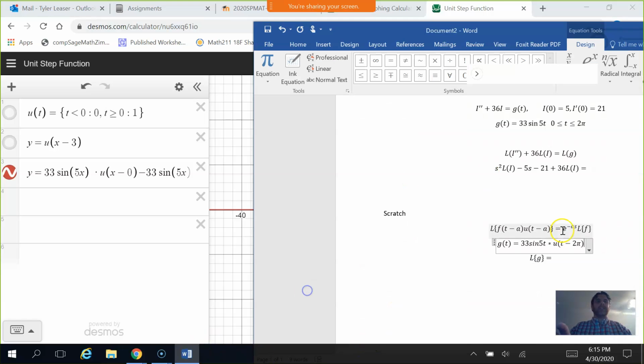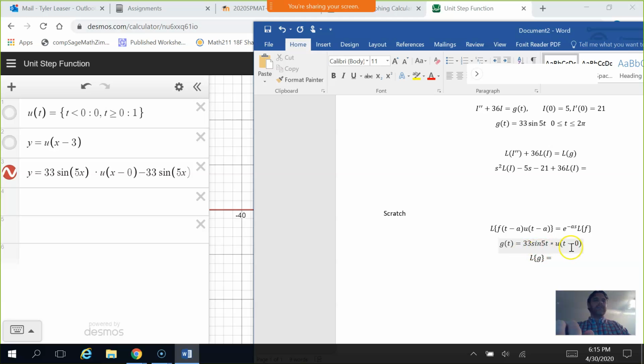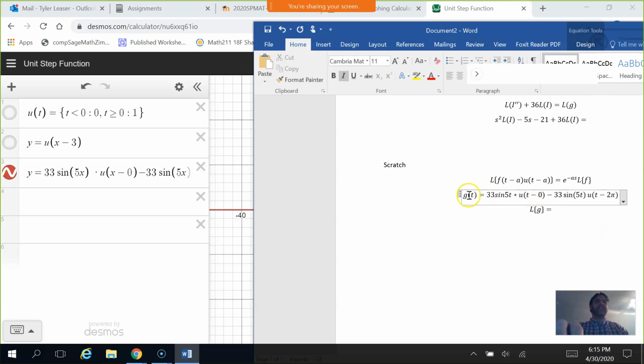All right, so that means that over here, I need to rewrite this. Our function g is really 33 sine 5t times the u function starting at 0 minus 33 sine 5t times the u function starting at 2 pi. All right, so that's the function g rewritten using these u's. And now we're using this property to figure out what the Laplace transform of g is going to be. So we'll just do each of these separately.